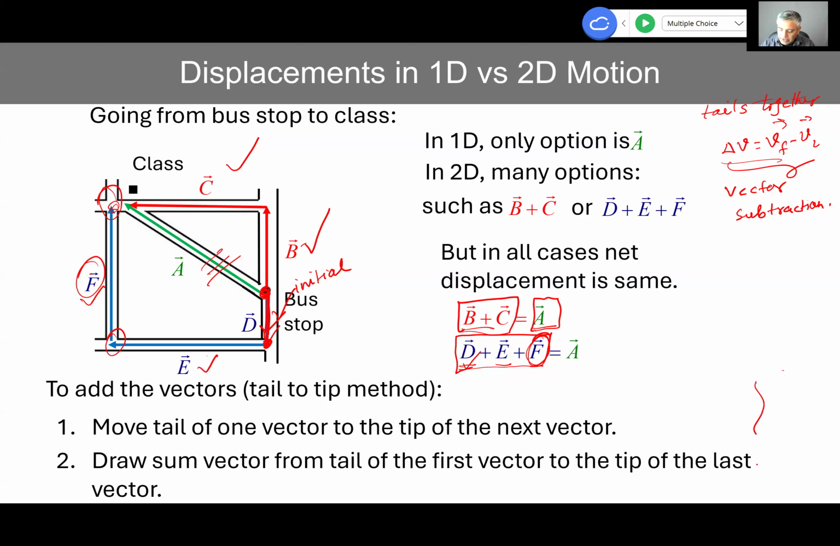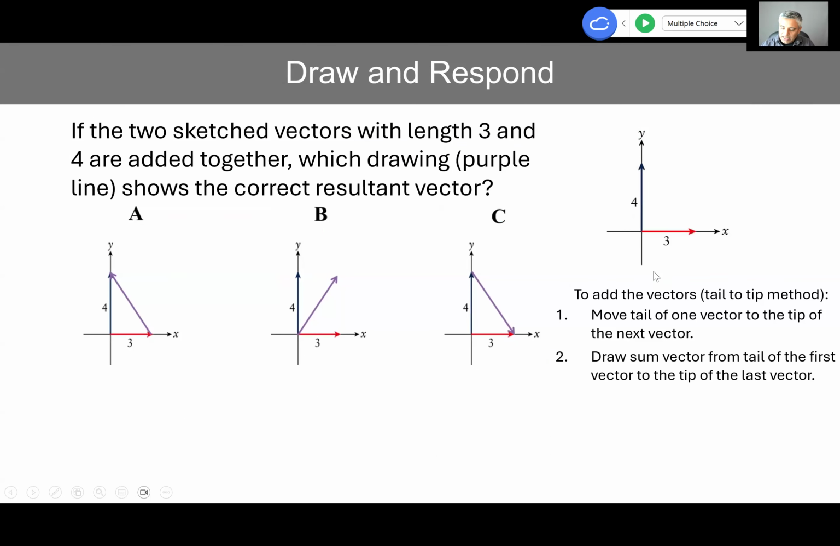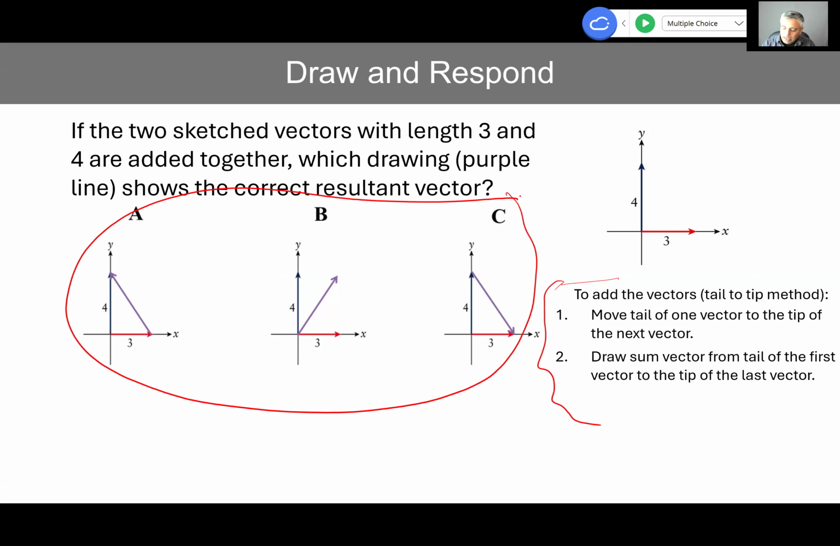So these two steps, I'm copying on the next slide and asking you a question. There are two vectors. One is called vector number 3, which is pointing to the right, and vector 4 is pointing up. Now draw them following this method, okay? Correctly draw them. Do not look at the choices for now. Draw them correctly using this method, and then look at which one has the purple arrow that is similar to what you get, okay?